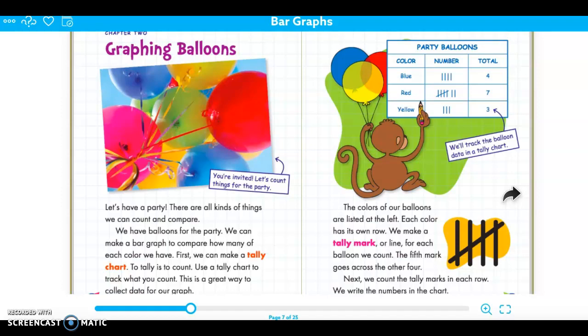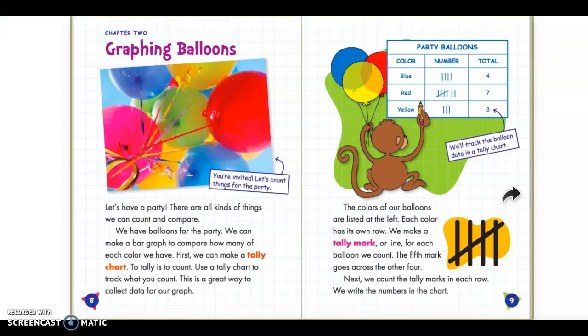First, we can make a tally chart. To tally is to count. Use a tally chart to track what you count. This is a great way to collect data for our graph. So yesterday, we created our own tally chart. The colors of our balloons are listed to the left.